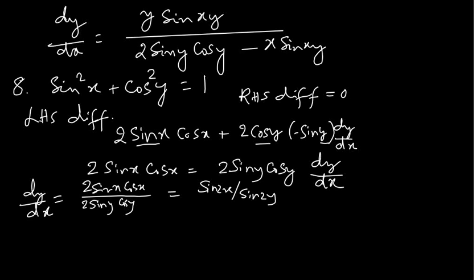So you do the left hand side differentiation and right hand side differentiation. Left hand side differentiation is 2 sin x cos x plus 2 cos y into minus sin y into dy by dx. So you take the things to the right side and then you get dy by dx. Either you could stop at 2 sin x cos x divided by 2 sin y cos y, or you can simplify that to sin 2x divided by sin 2y.